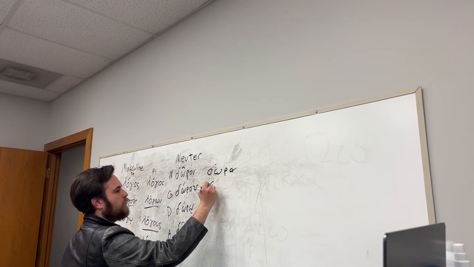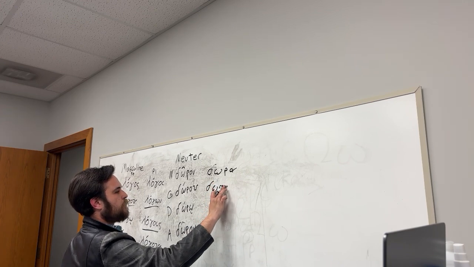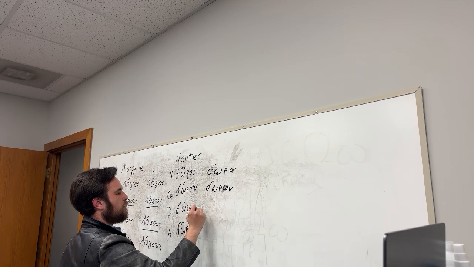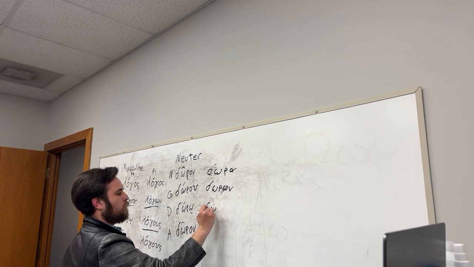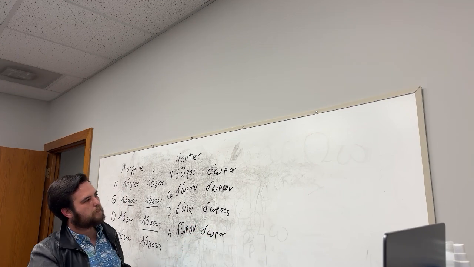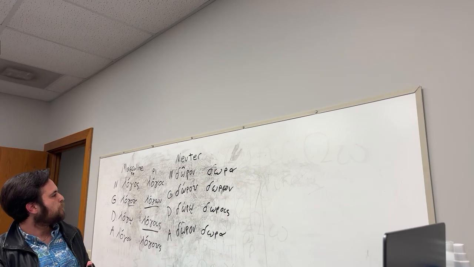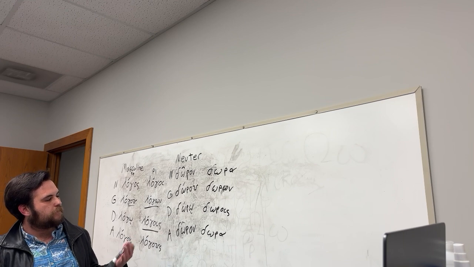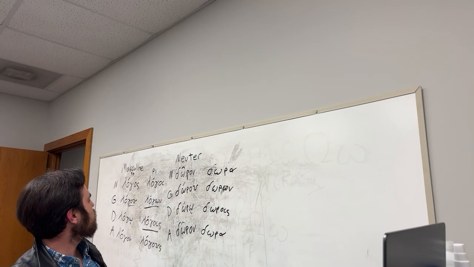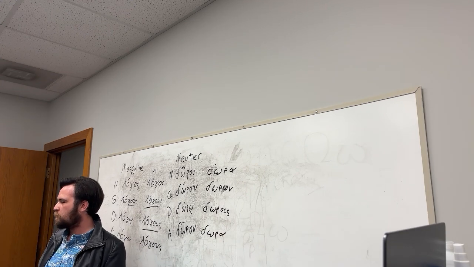So you've got dor, doron. And then you've got doris and dora. Okay? Does that all make sense? I mean, it's pretty self-explanatory, I think. So yeah, that's your paradigms for masculine and neuter. Is there anything that's unclear that you want me to go over?